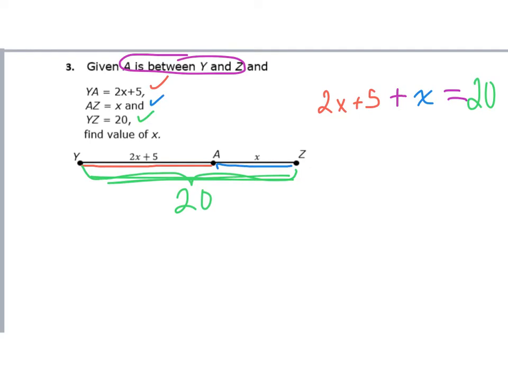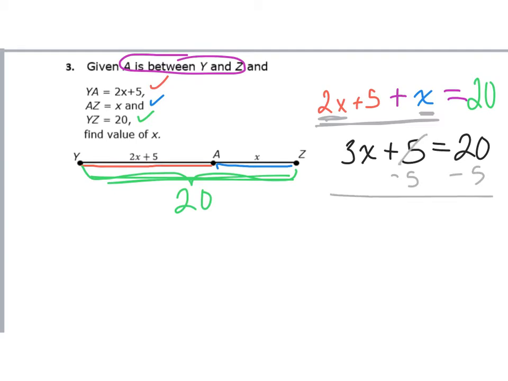Okay? So now to solve this, first look on each side and see if there's any like terms to combine. On this side, I've got my 2x and my x. So I'm going to put those together and get 3x plus 5 equals 20. Then I don't have any more like terms. I'm going to start moving things from one side to the other. I'm going to subtract 5 on both sides, and I end up with 3x equals 15. Divide by 3 on both sides, and x equals 5.